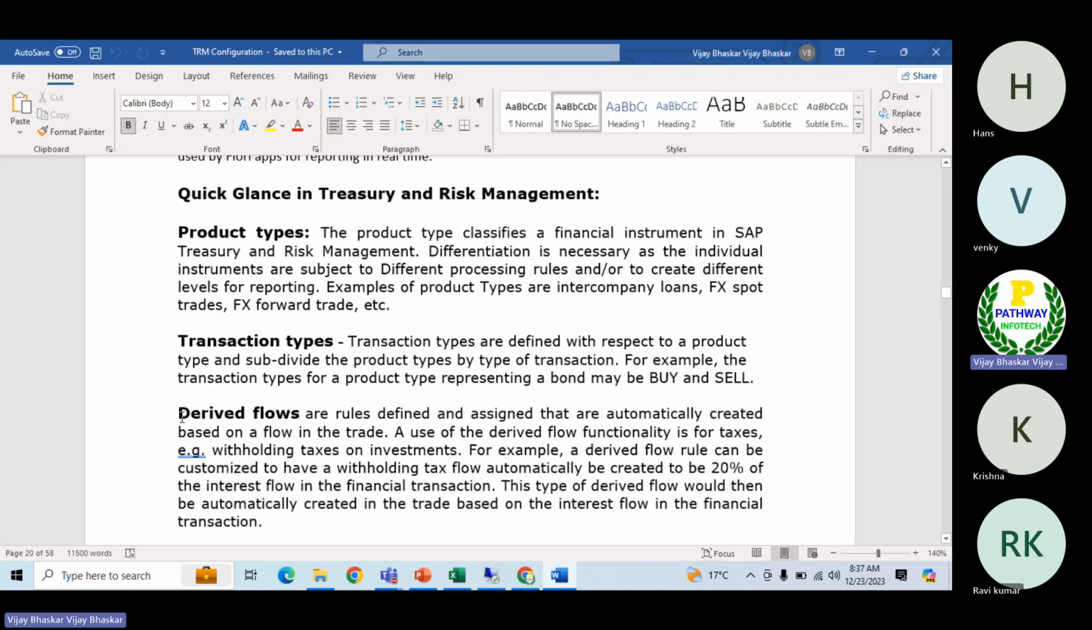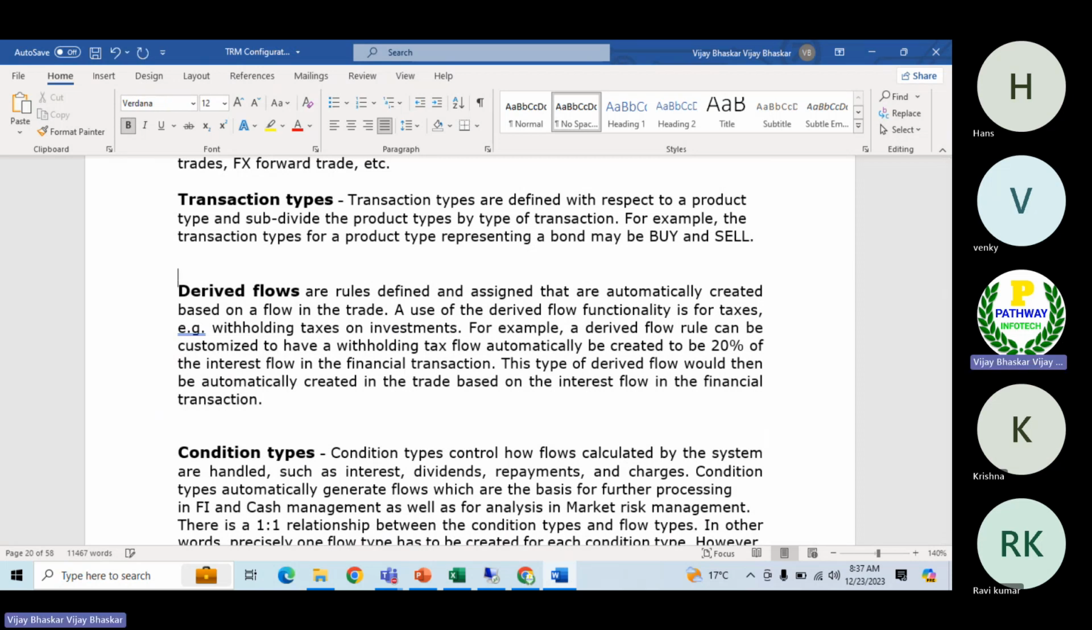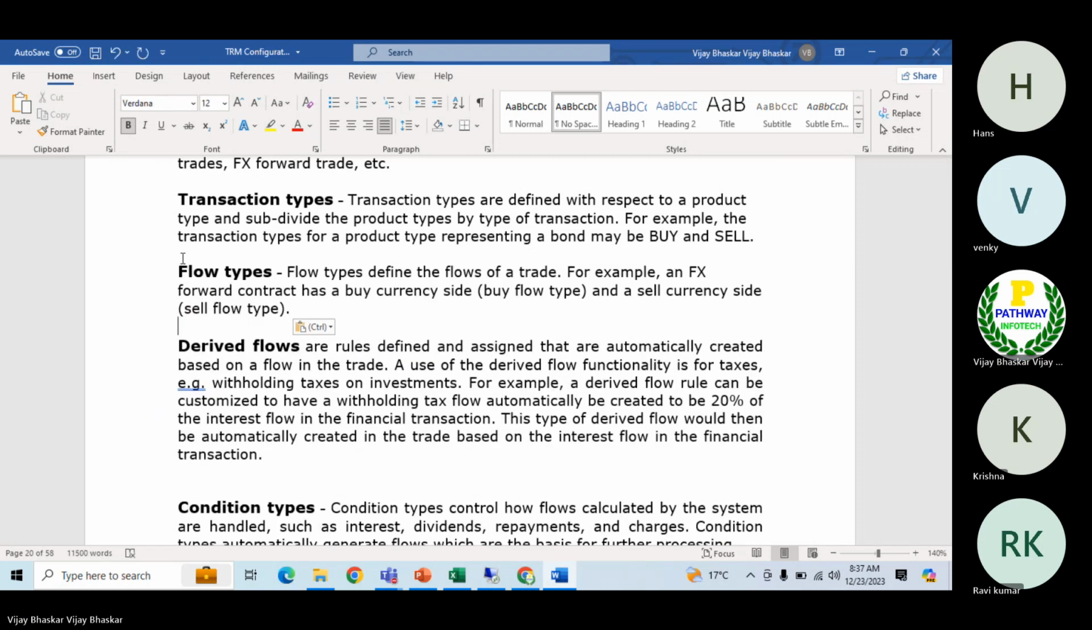Derived flows I will come to later. First we need to discuss the flow types, then we come to the derived flows. Flow types define the flows of the trade. For example, in a forex forward contract, the buy currency is a buy flow type and the sell currency is a sell flow type, meaning the flow type represents whether the currency is an inflow or outflow.